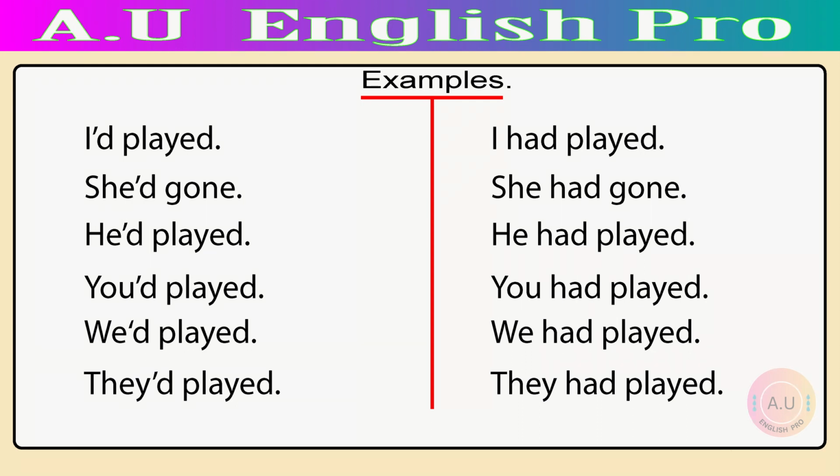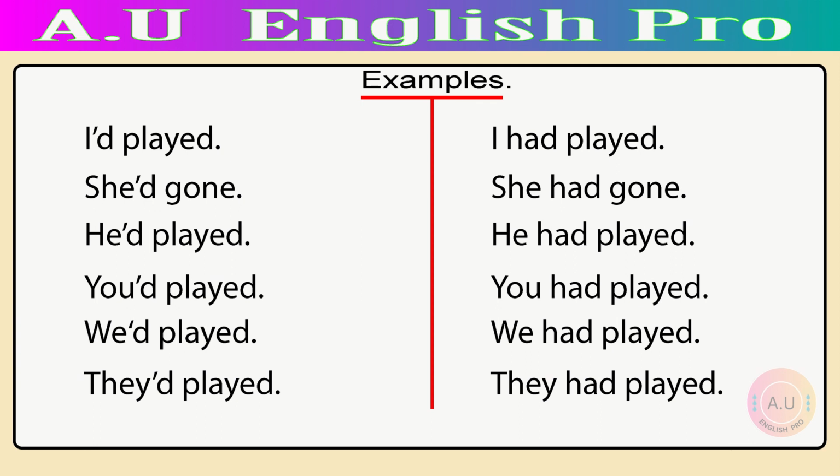Let's see another example. He'd played. So friends, in this sentence we have used the third form of the verb, so we can easily recognize that this contraction shows the full form he had. Let's see another example. You'd played. Same as it is, friends, in this sentence we have used the third form of the verb. So whenever you find the third form of the verb after the contraction, you can easily recognize that this contraction shows the full form of you had.